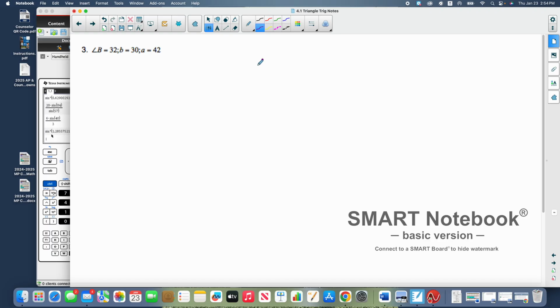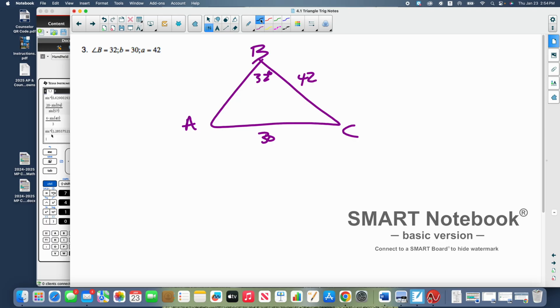So here's angle A, B, C, and so B is 32, the side is 30, and the side A is 42. Again, this is angle, side, side, angle. I know from the clues that I can already use the law of sines, but I have to be careful. So I'm going to set this up: sine of 32 over 30 equals sine of A over 42. Really, that's the only way that I could set that up. Only have A's and B's.